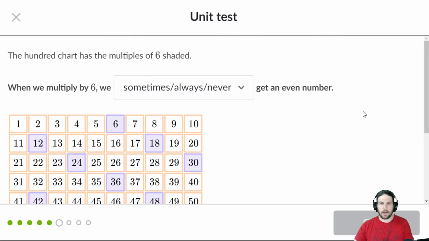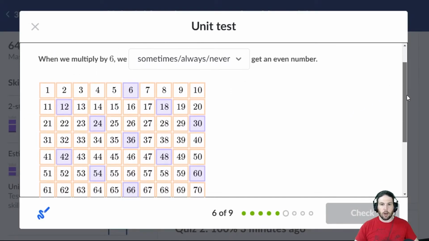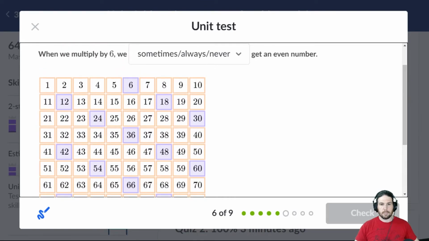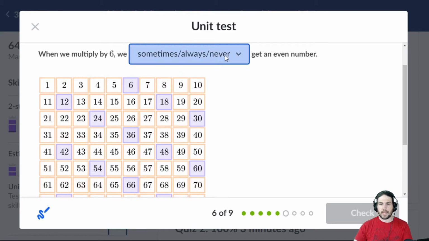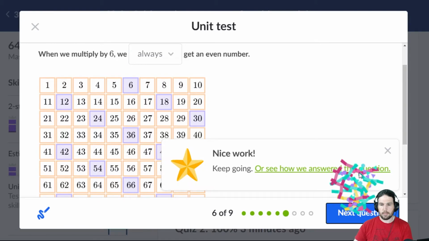The 100 chart has the multiples of 6 shaded. When we multiply by 6, we always, sometimes, never get an even number. That's always. In fact, if you multiply by any even number, you'll always get an even number. I hope I didn't give away the answer to a future question.